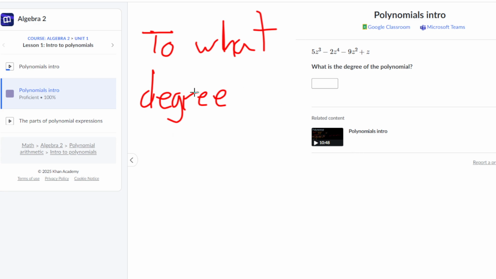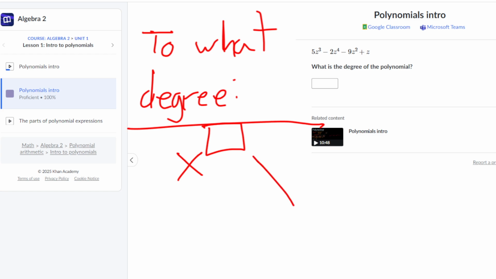I'm sorry if my handwriting is grotesque. To what degree? All I'm doing is looking at my exponents. When I write my x, what is the highest number that is written as my exponent? So that is all I'm looking for. Here, I have 5z to the power of 3, negative 2z to the power of 4, negative 9z to the power of 2. Z obviously would have a 1, but let's just ignore it because it has a smaller number.